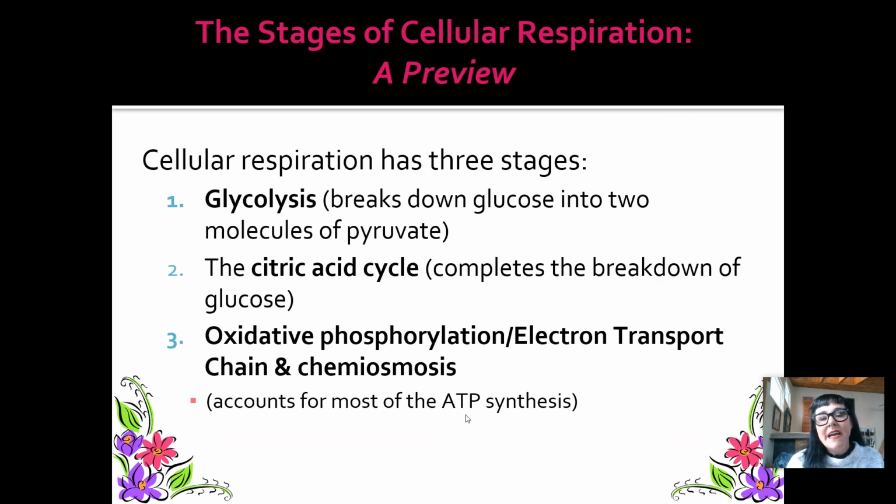So the citric acid cycle, also known as the Krebs cycle, is going to fully break down glucose. And this is going to take place in the mitochondria in the matrix.